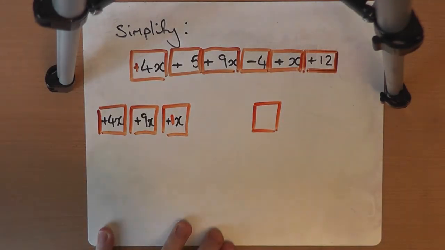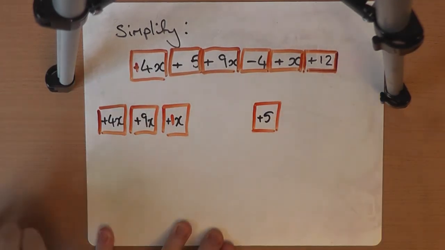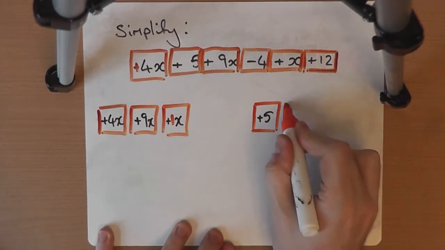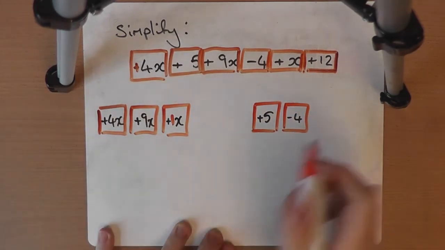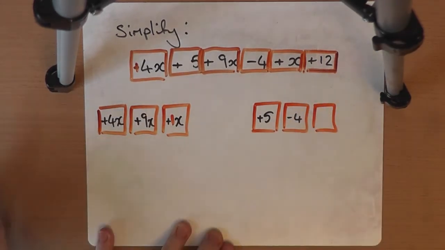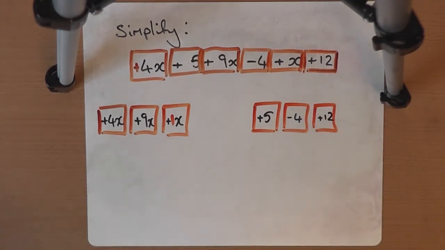Now on the other side of the page, we could write down the numbers and their signs. So over here we've got the plus 5, and we have got the minus 4, and we have got the plus 12. So I've collected everything of one type on one side of the page and everything of the other type on the other side of the page, and I have kept the signs with them. It's why I've drawn the boxes around these in the first place.